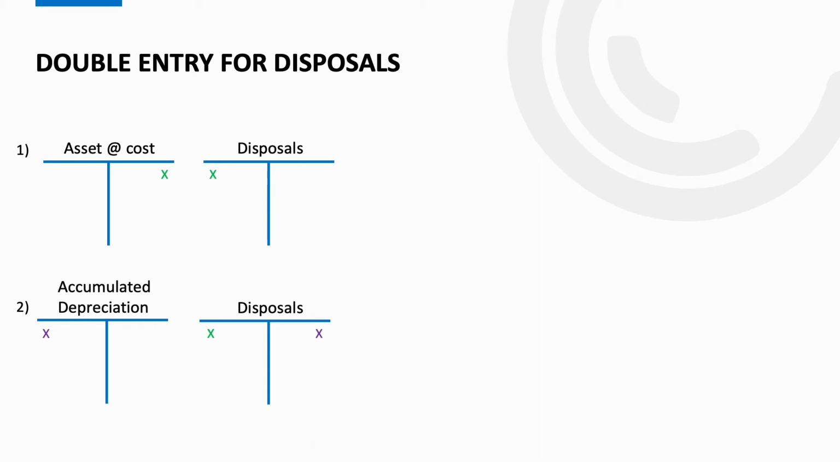Step 3 is to record the disposals proceeds. This is how much we receive for the asset. To do this, we debit the bank, therefore increasing the balance, and credit the disposals account. At this point, we've successfully removed all entries relating to the disposed asset, and the final step is to record the profit or loss.